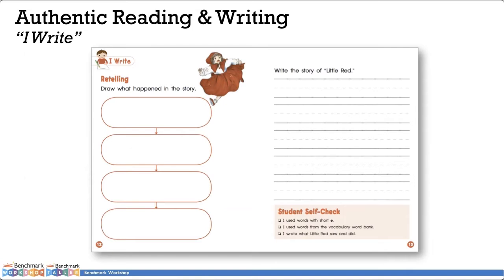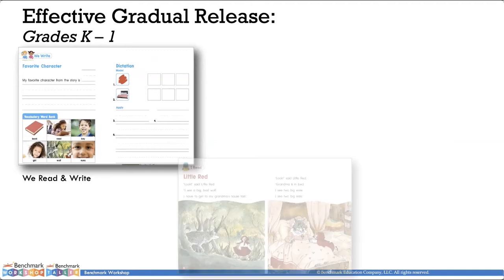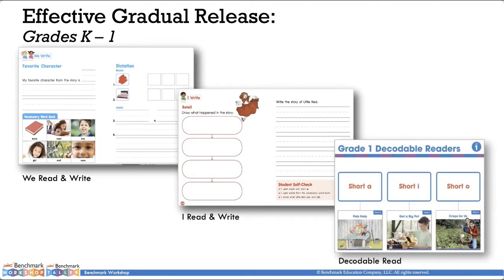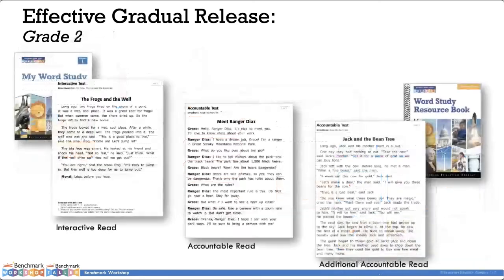This follow-up to reading of decodable text is one of the most powerful application tools during phonics instruction. We read and write, I read and write, and then additional decodable texts are provided for students to read to build fluency. In grade 2, students read an interactive text, which they will mark up as they look for key phonics patterns, and then an accountable text to apply their skills. A second accountable text is available in the teacher resource book for students who need support to develop fluency.